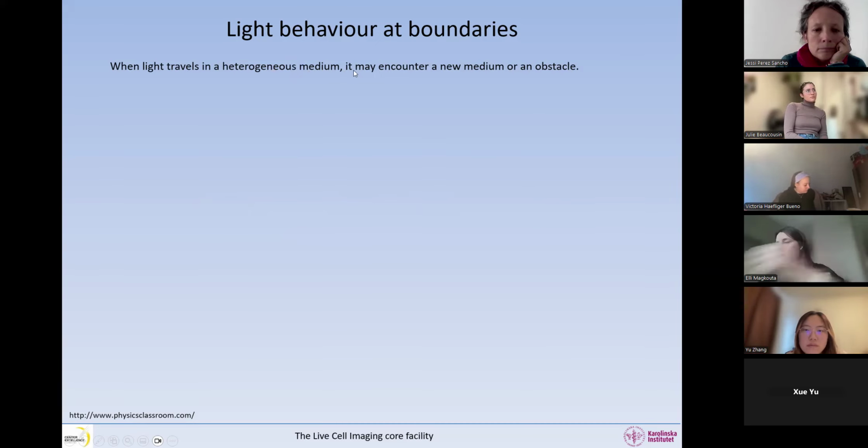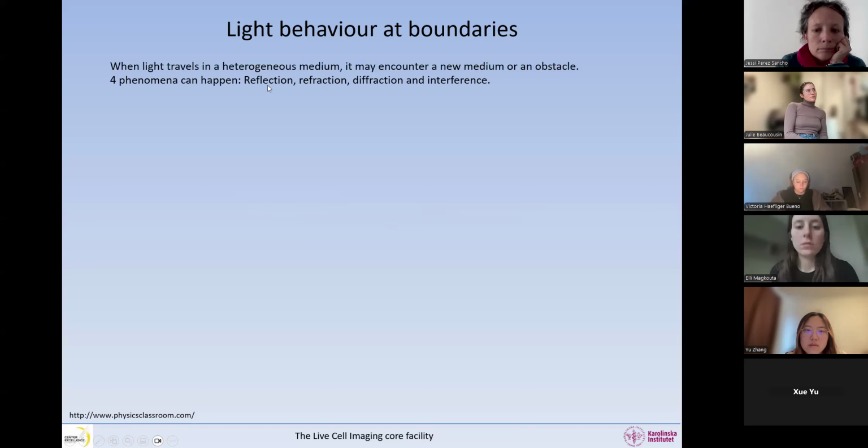The light may encounter a new medium or an obstacle. So four things can happen then. We have reflection, refraction, diffraction, and interference. I'm sure you've heard these words, but maybe it's far away and it's a bit difficult to remember what they are, so I'm going to remind you.